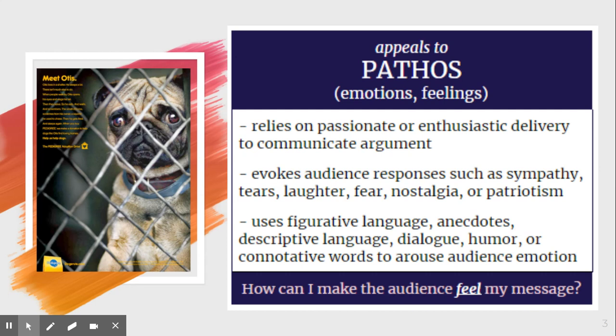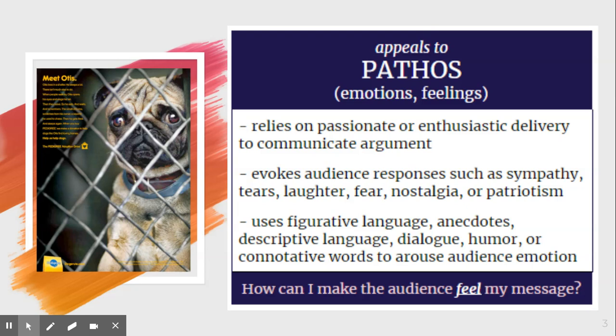Pathos is all about appealing to emotions or feelings to convince. You might rely on a passionate or enthusiastic delivery, trying to evoke audience responses such as laughter, fear, or nostalgia. You might utilize techniques like figurative language, anecdotes, or humor.